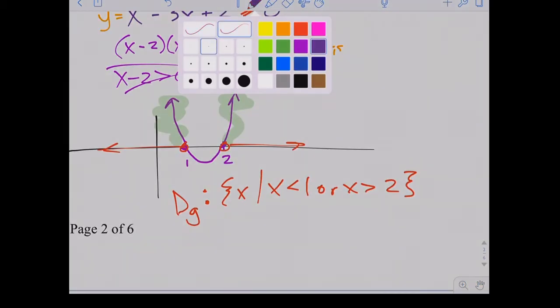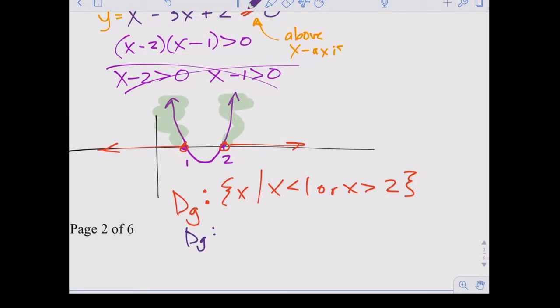Anybody a fan of interval notation in here? Probably those Lakers fans, huh? You probably interval. Yeah.